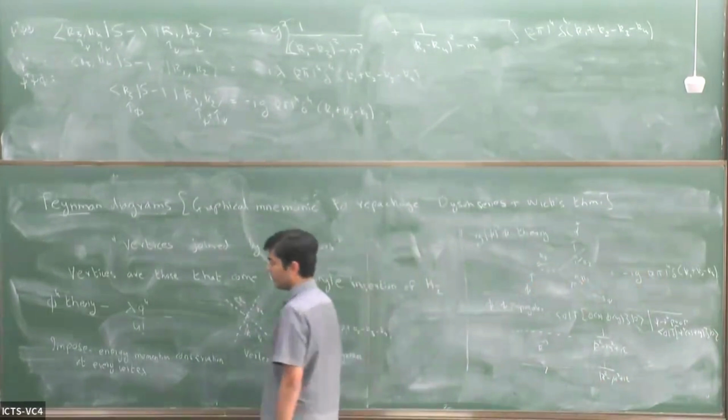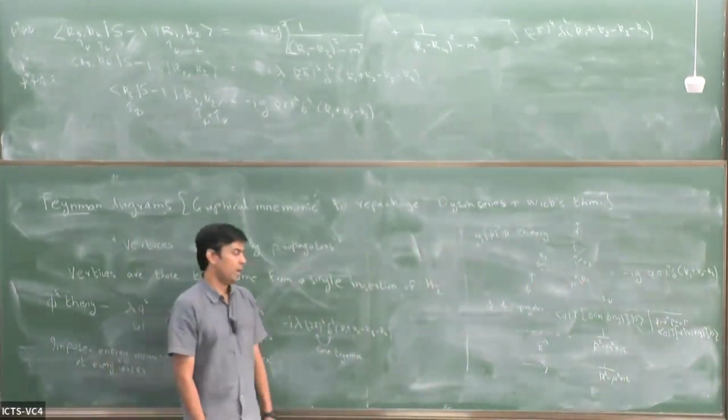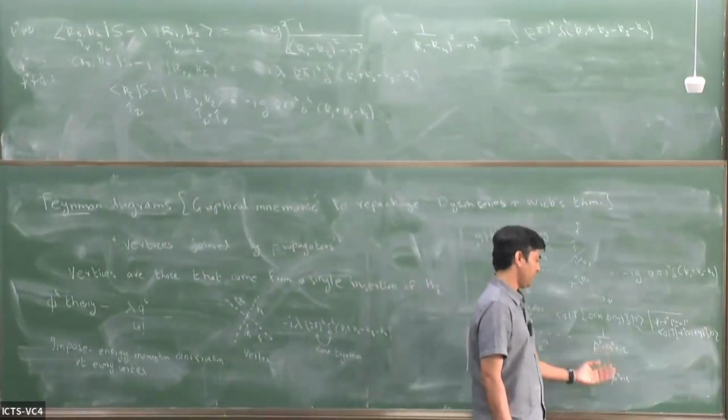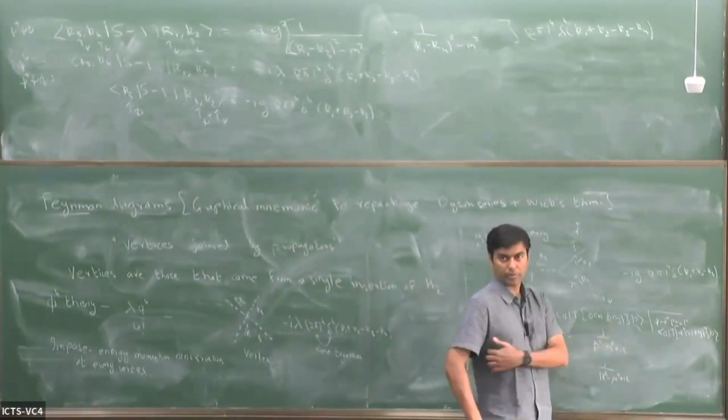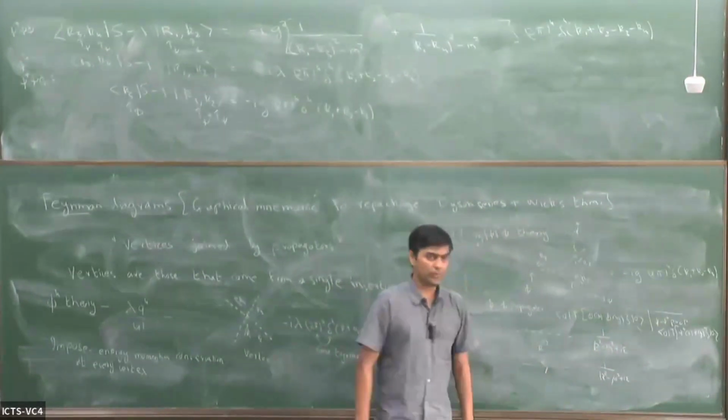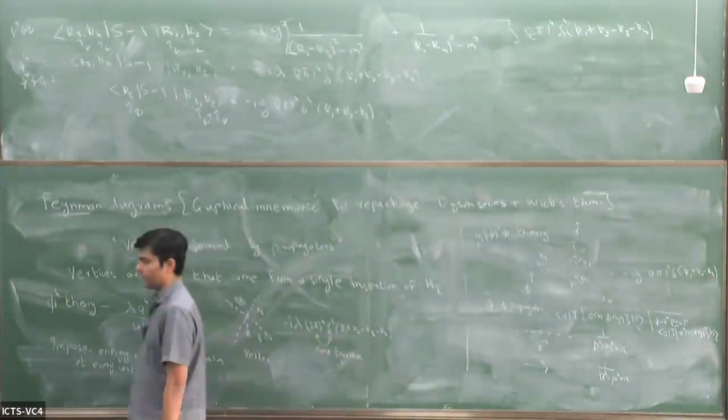Okay, the i epsilon is important to write here. It won't be important in the first set of things we'll do, but later when we do loops and so on, the i epsilon will become quite important. So you should keep the i epsilon with the propagator in the Feynman rules. Okay, so there are these two kinds of propagators.